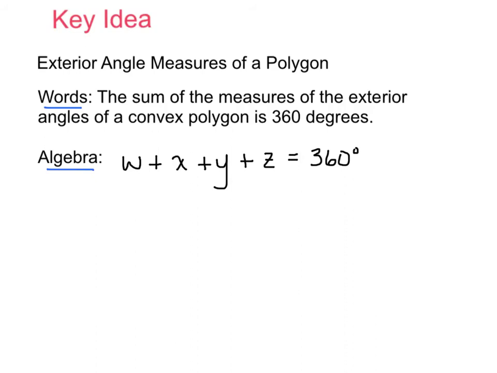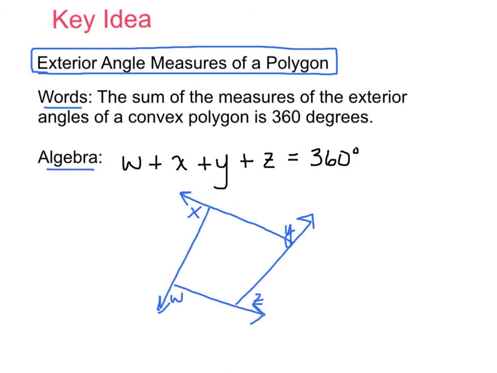Your last key idea is talking about the exterior angle measures of a polygon. So now we're going to talk about how you find the exterior angle measures of a polygon. In words, the sum of the measures of the exterior angles of a convex polygon is 360 degrees. So all that says is all angles that are on the outside of a polygon add up to 360. That's it.